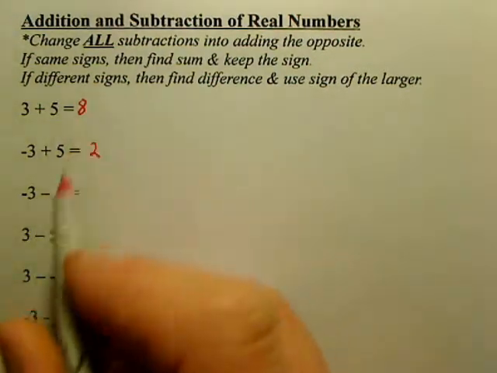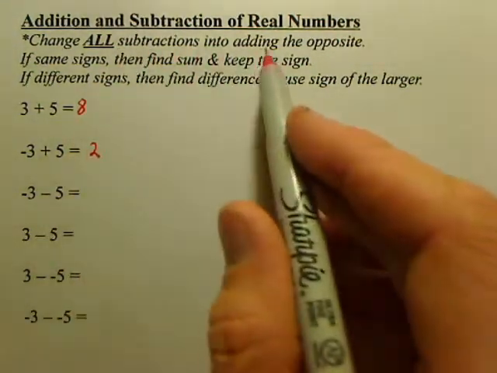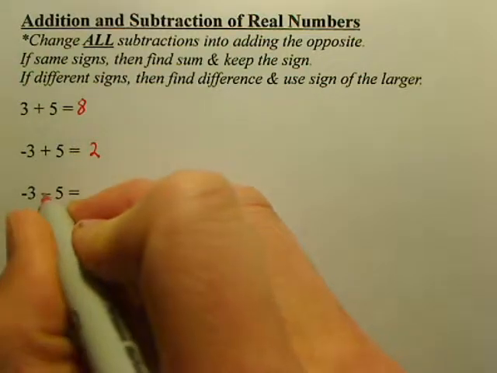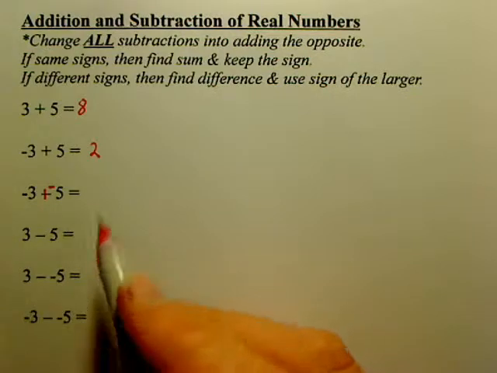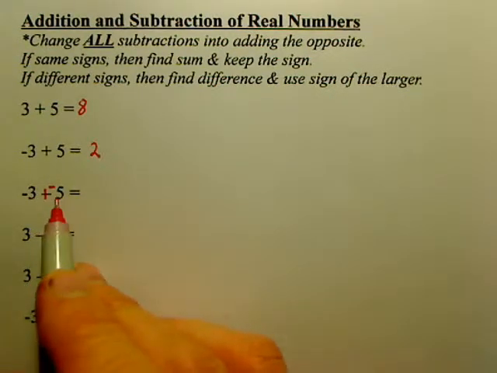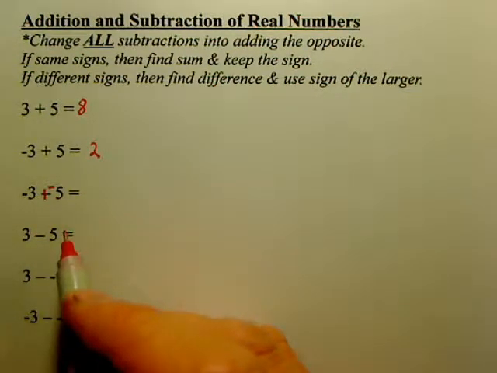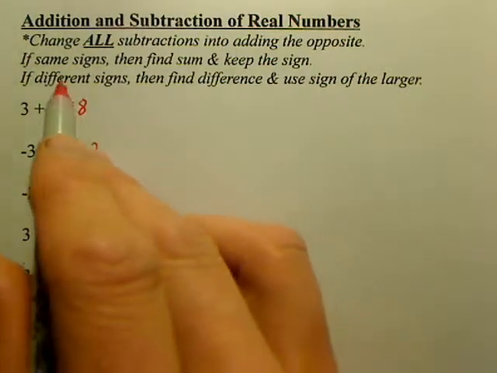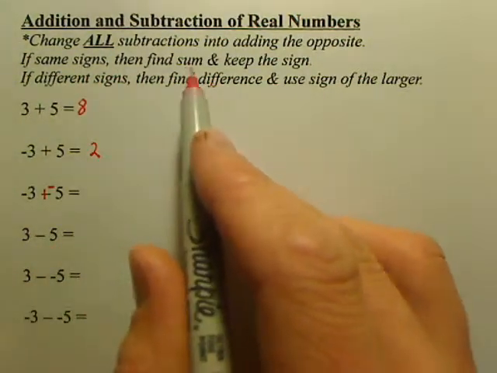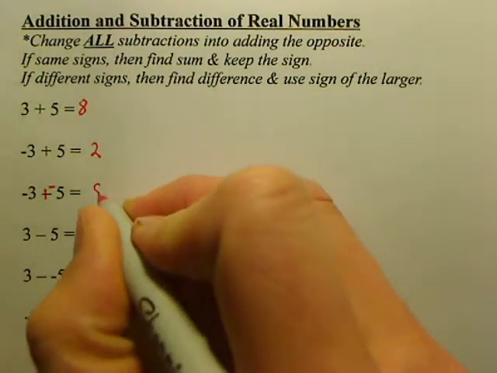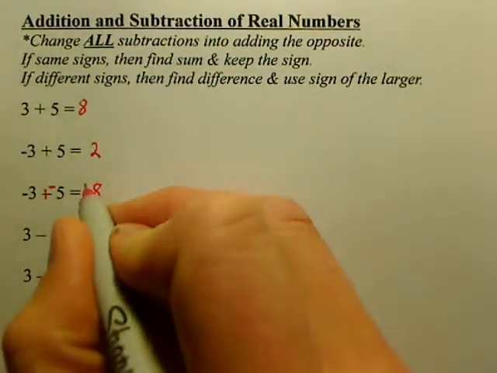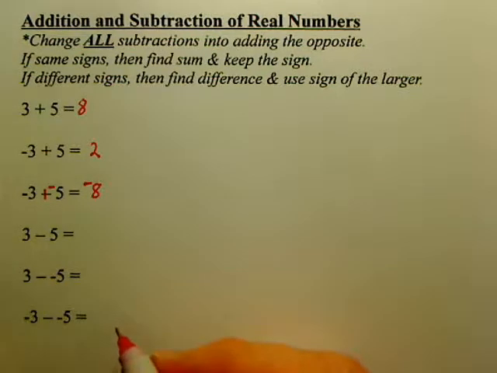This one, oh, it's a subtraction, so we're going to make an addition of the opposite. We're going to make this a plus and make that a negative 5. So now we have a negative 3 plus negative 5. They're the same sign, so we sum them and keep the sign. So what's 3 plus 5? That would be 8. And since they're both negatives, we keep the sign. So it would be negative 8.